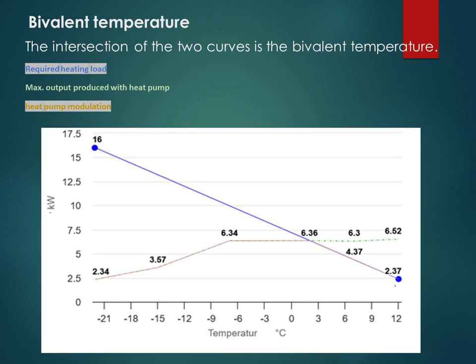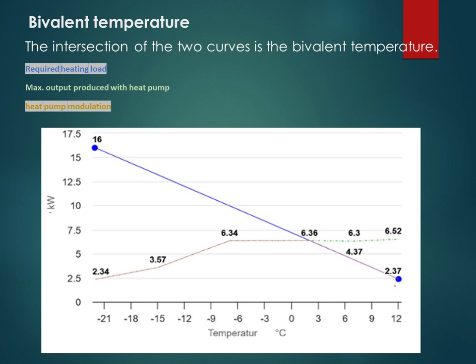In some cases, the bivalence point is also calculated, which requires more comprehensive heat pump data. The slide shows two curves that intersect exactly at the bivalence point. The bivalence temperature is the outside temperature above which the heat pump can heat the building without any additional energy source, such as a heating element or gas boiler.